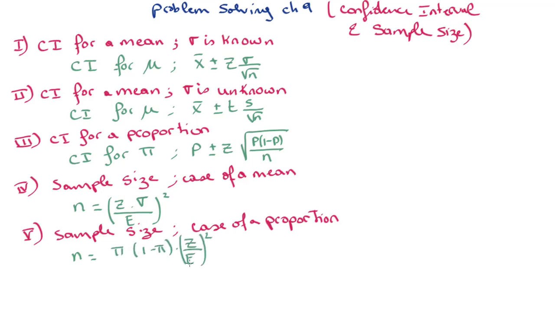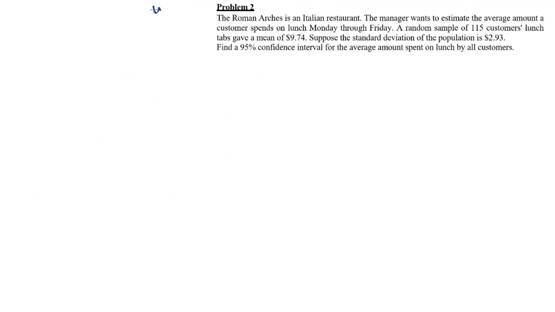To cover the first part, let us solve problem 2 from worksheet 3. A manager of a restaurant wants to know the average spending of his customers on meal. He chooses a sample of 115 customers, that is our n. The mean is 9.74, that is x bar, and the standard deviation of the population is 2.93.